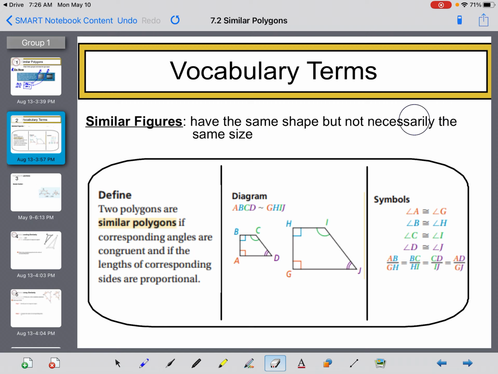Vocabulary terms, similar figures. They have the same shape, but not necessarily the same size. Two polygons are similar polygons if their corresponding angles are congruent. That's important. Corresponding angles are congruent, and the lengths of corresponding sides are proportional. That's the key word there, proportional. They show proportional right here, actually, and they're showing you your angle congruency as well.